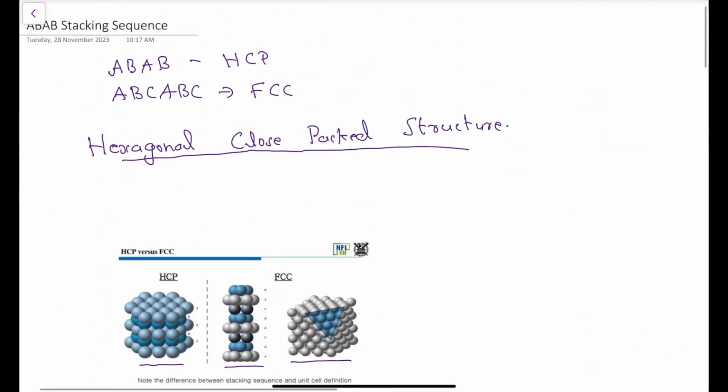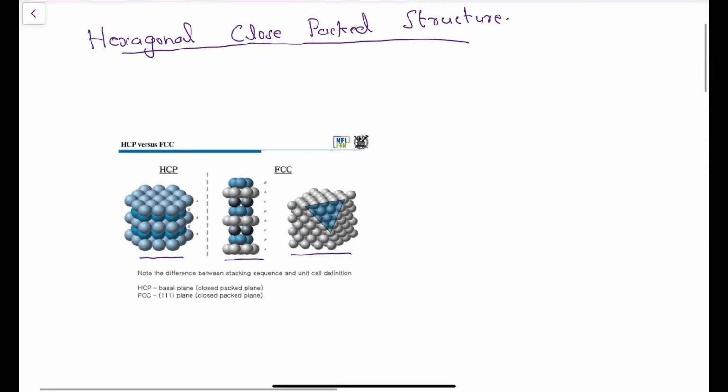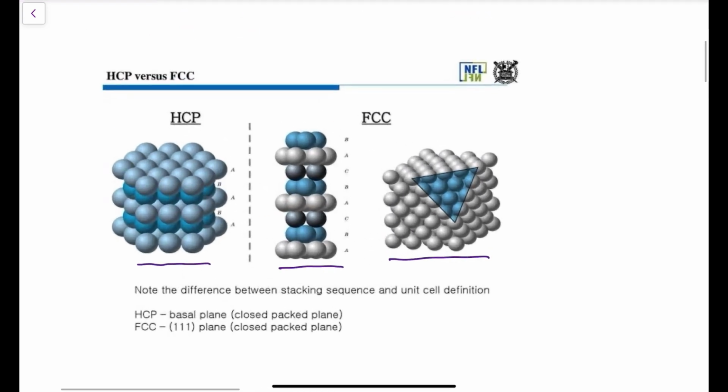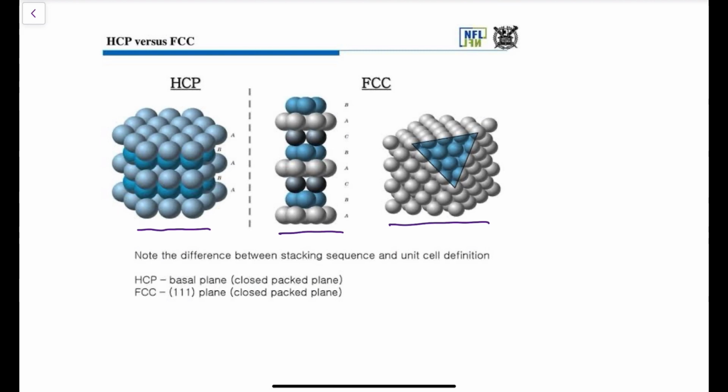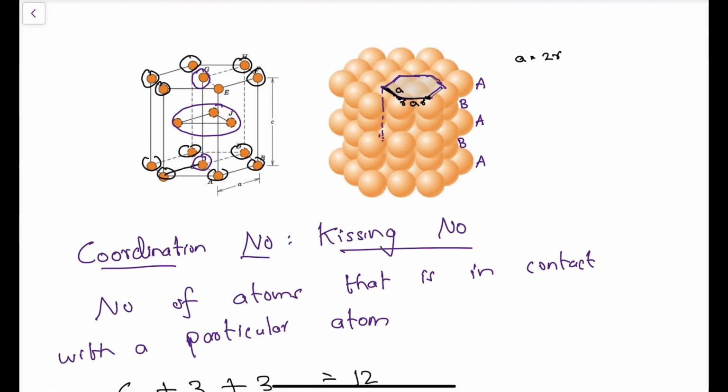So far we have discussed the type of stacking sequence in a hexagonal close pack structure. We have seen that it is an AB, AB, AB stacking sequence. If you have an ABC, ABC, ABC sequence, we will get a face-centered cubic structure, which we will discuss later. And the unit cell we are selecting here is a hexagonal structure, the hexagonal close pack structure.